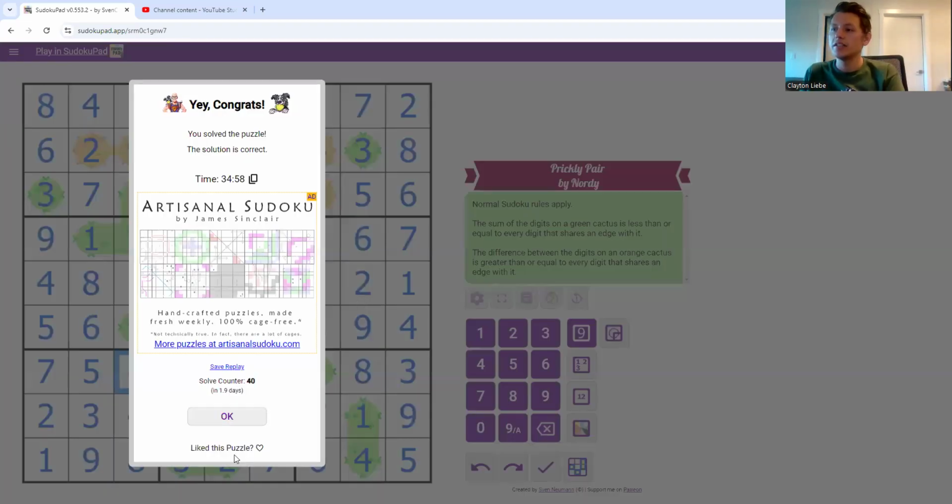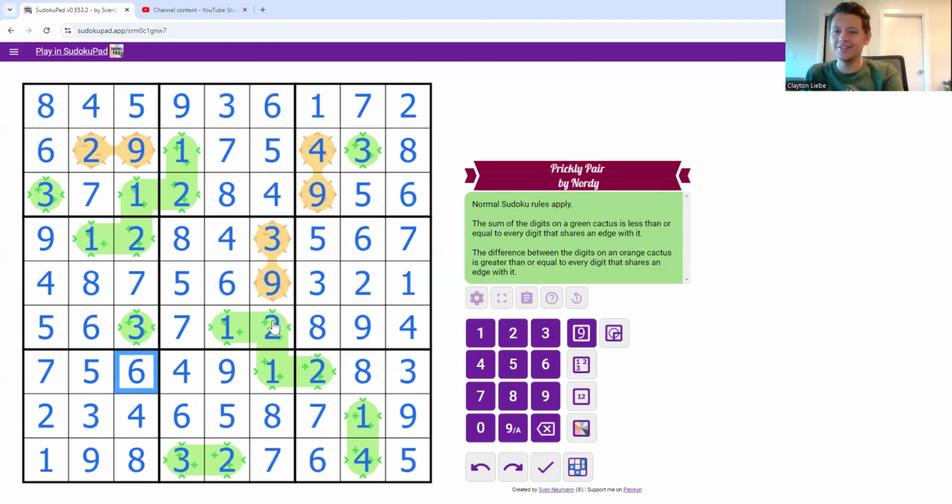Wow. 34 minutes, 58 seconds. 40 people have solved this puzzle in 1.9 days. Nordy, excellent puzzle. I really, really enjoyed this. This puzzle is very cute to look at. It's very fun. I think this will be the 30th one I've solved now. My 30th Sudoku on this channel. Not the 30th I've solved, the 30th video I've made and published. But I've had a great time.